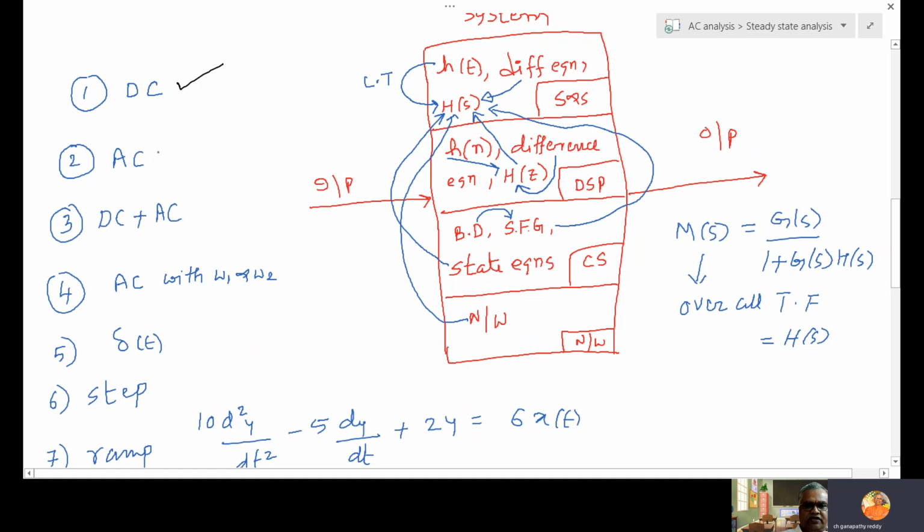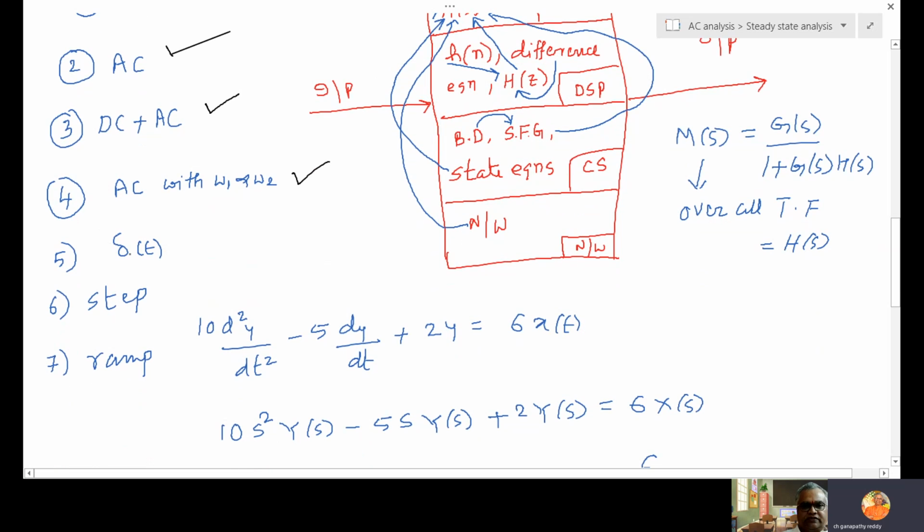With the AC, already explained. If it is DC plus AC, it comes under the different frequency category. Take DC alone, find the output. Take AC alone, find the output. Then add those two using the superposition principle. For AC sources with frequencies omega 1 and omega 2, again with omega 1 find the output, with omega 2 find the output, and add them. Like that you can find.